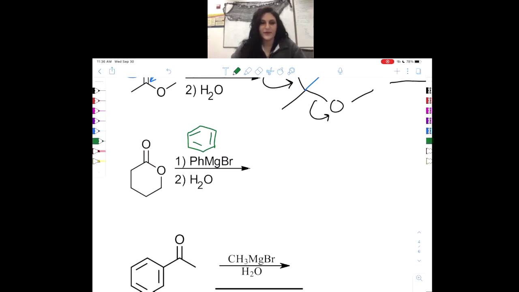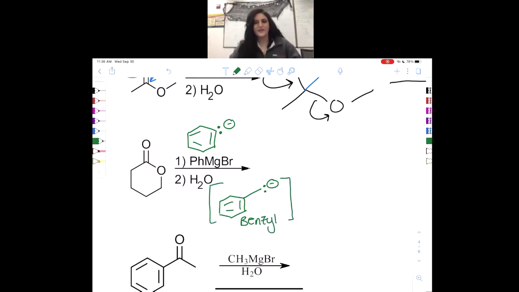And so we know that it is directly attached to the MgBr, right? So that would mean that the negative charge is directly on this ring. If it said benzyl, it would look like this. And I just want to show that distinction because he will sometimes be tricky and give you trick answers. So remember, phenyl is directly on the ring, benzyl would be one carbon away.